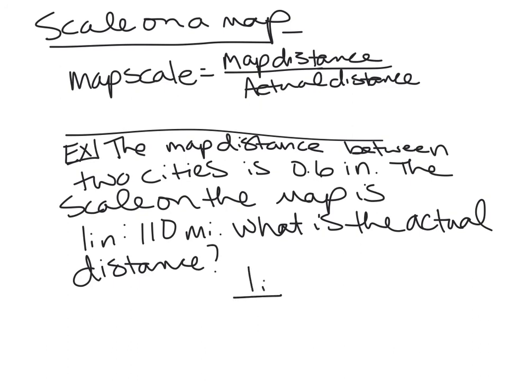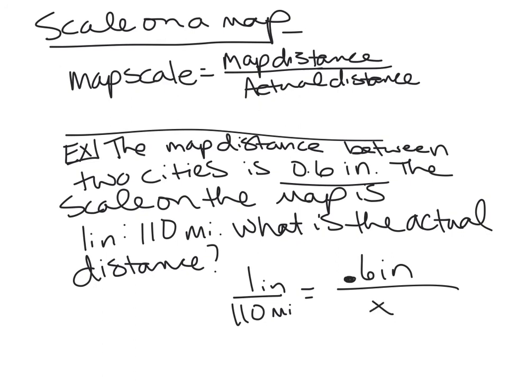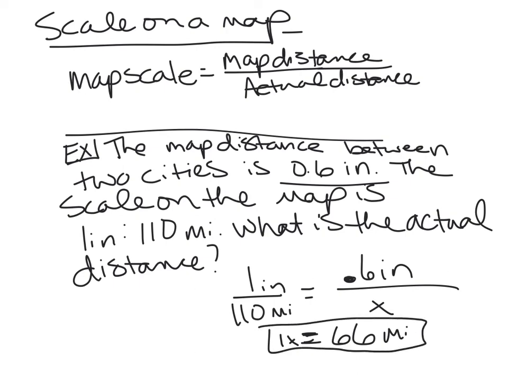So if we know it's 1 inch over 110 miles, and we know that the map distance is 0.6 of an inch, again keeping similar things across from each other, inches across from inches, we don't know the actual distance. So cross multiplying, 1x equals 66. So we know that the actual distance is 66 miles.